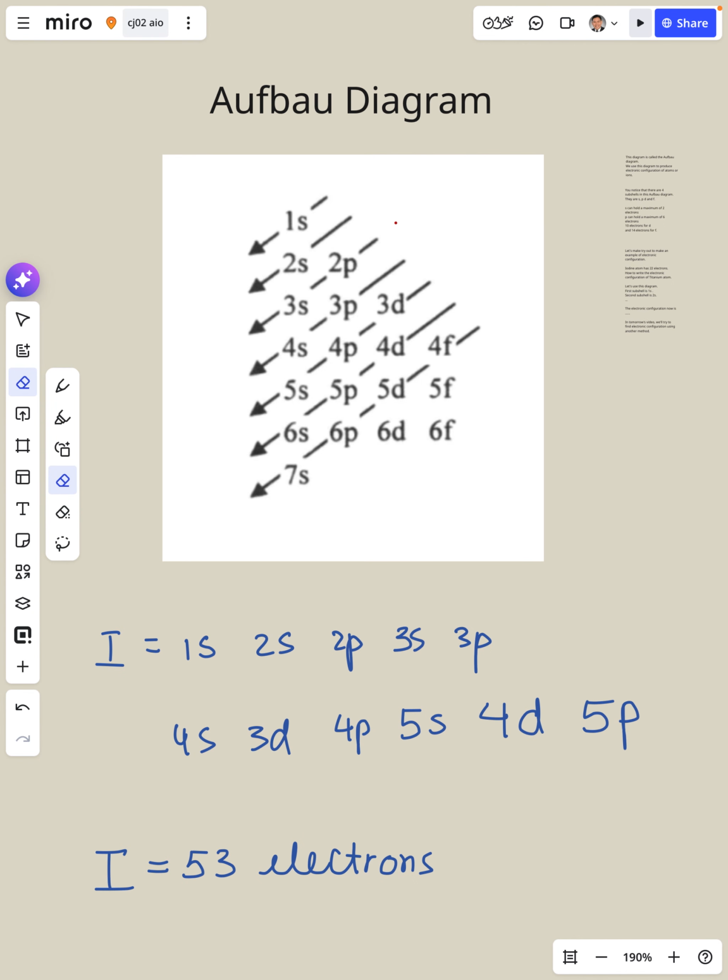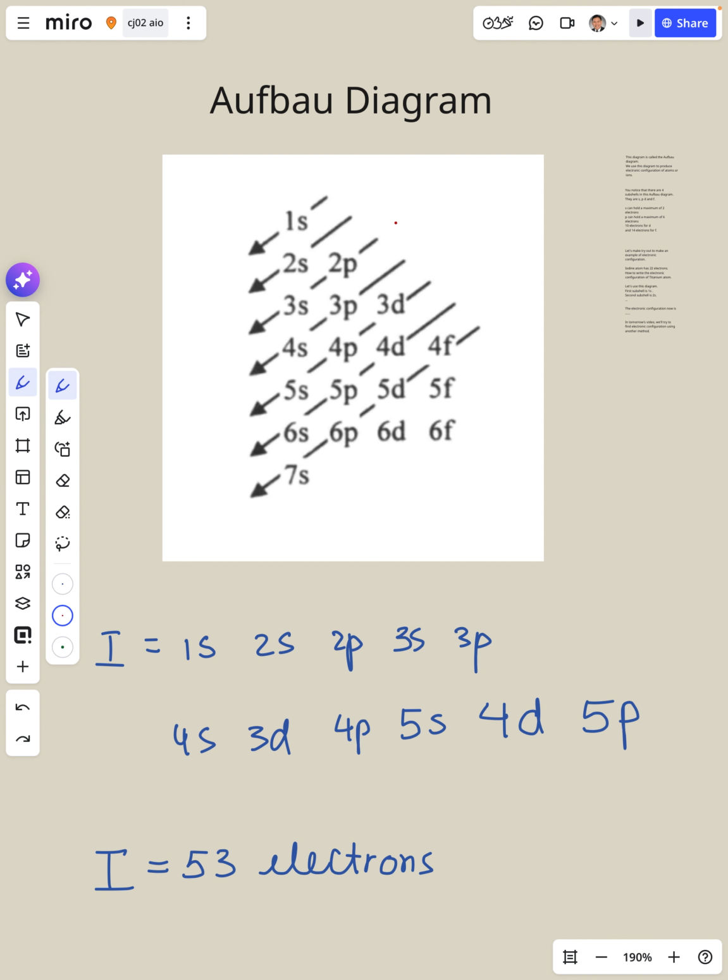Let's try to write electronic configuration of iodine. We need to check on the periodic table how many electrons the iodine have. If you look at the periodic table, you see that iodine have 53 electrons. Now let's make this electronic configuration of the iodine.